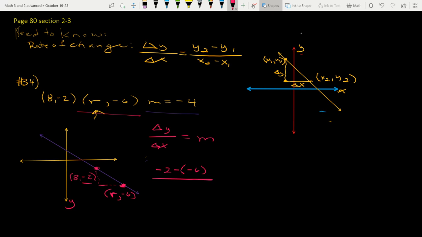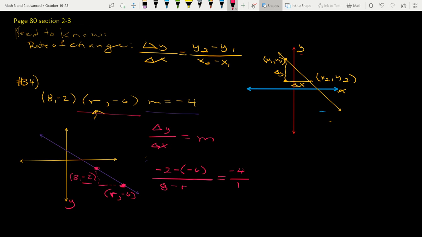My change of x's, my first one. So notice how I use -2 here. I have to use this one first now. So I have my 8 right here, and then I'm going to subtract my r. So now I'm looking at the fact that that ratio equals -4. And since it's a ratio, I'm going to put it over 1.